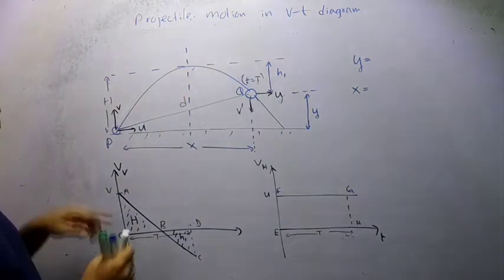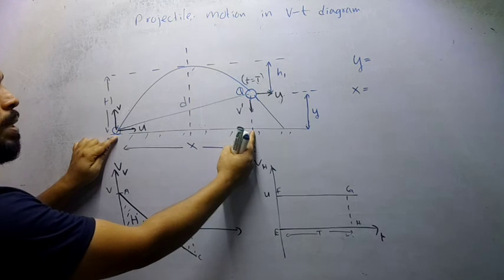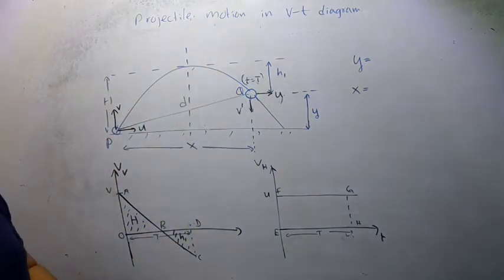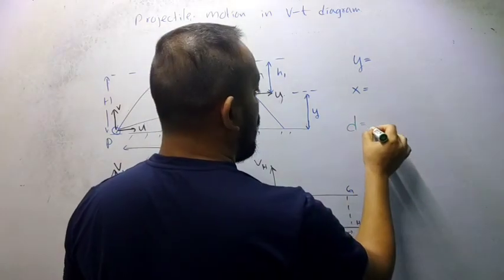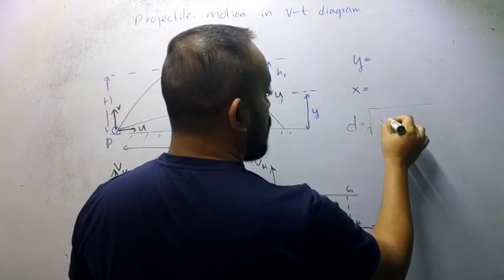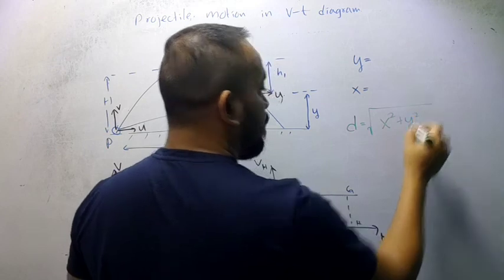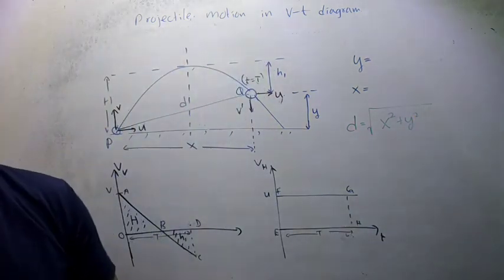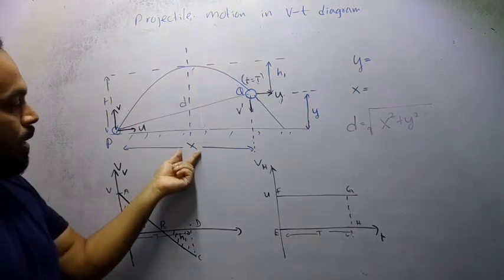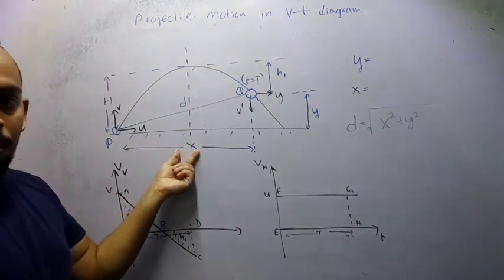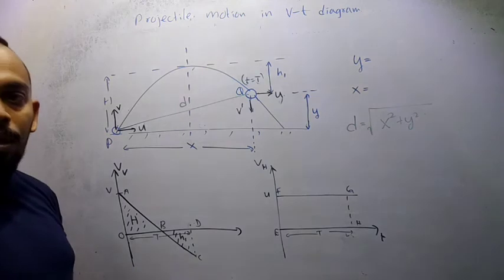All you need to know is the horizontal displacement and vertical displacement. D must be square root of x squared plus y squared. You need horizontal displacement and also you need vertical displacement.